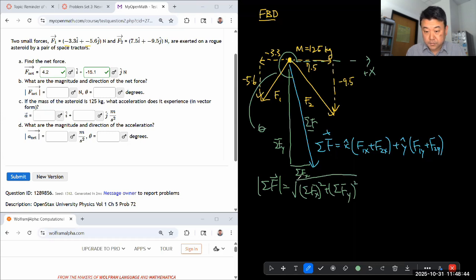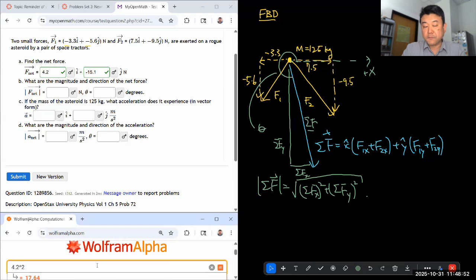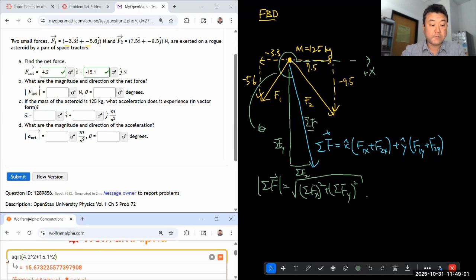This I think I need to do in the calculator. So I got x component of 4.2 squared. Y component is minus 15.1, but the negative sign will cancel out, so 15.1 squared. Square root of the whole thing. That should give me the magnitude. 15.7 Newtons.